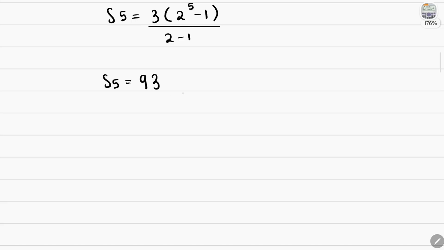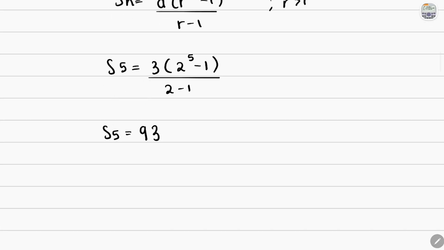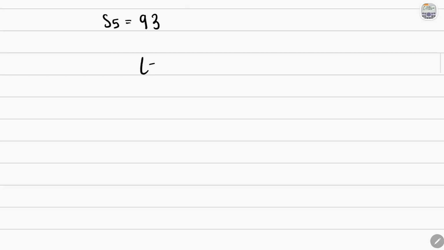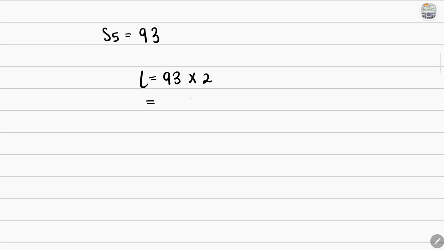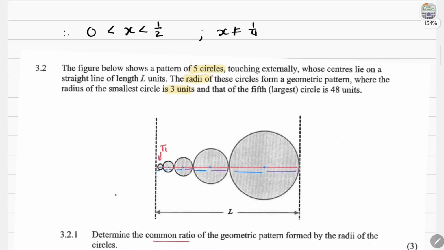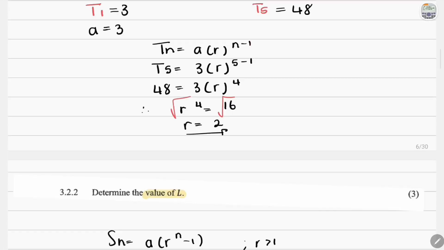So the sum of all these terms, L, what they were asking for, the value of L would be found by saying 93 multiplied by 2. Okay, 90 times 2 is already 180. So this is 186 units. And that is our answer. L equals 186 units, unless it was in centimeters or something. It's in units. So that is our answer.